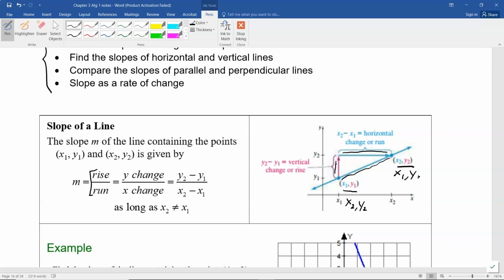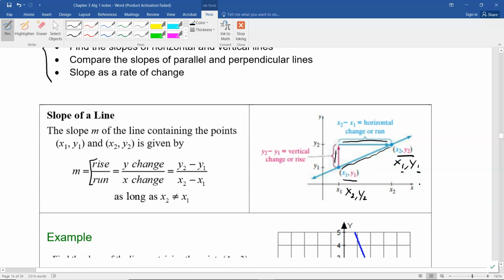All that matters is that we keep these consistent. So these have to be both either the 1 or both the 2 coordinates. We can't have a point having y1 and x2, for example. They have to have the same subscript.